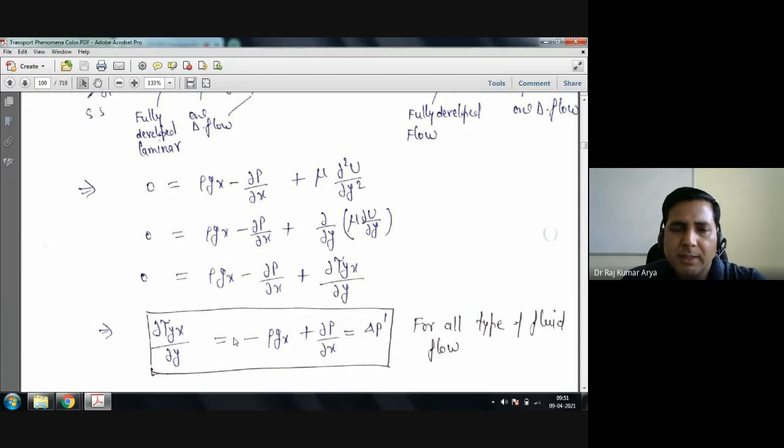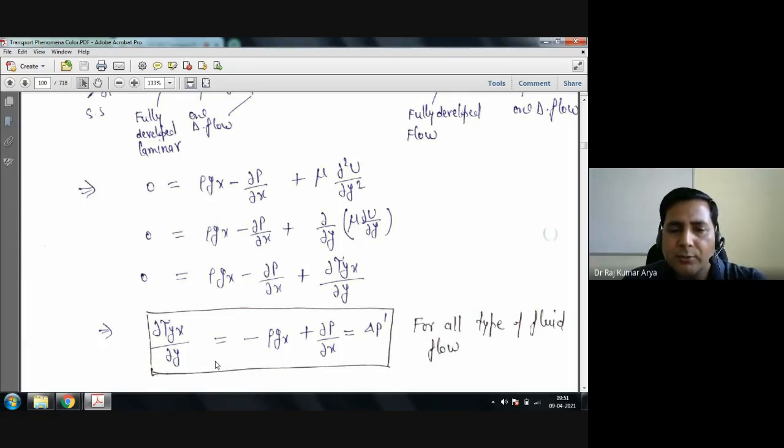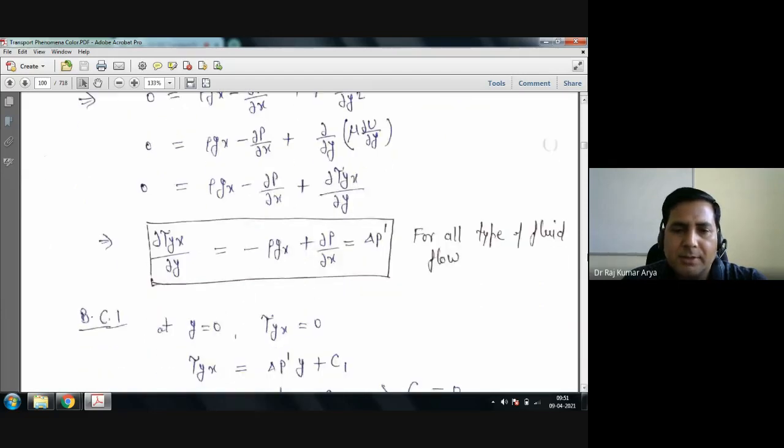Now, you know that del P upon del x minus rho Gx has been considered here as delta P dash. Depending on the type of fluid we are considering, we can change the expression of shear stress. In the case of Newtonian fluid, you put mu du upon dy; in the case of power law, you put eta (du upon dy) to the power n, right? And for Bingham fluid, you will put tau naught plus mu du upon dy. So that is for Bingham fluids. So you can solve it for shear stress.